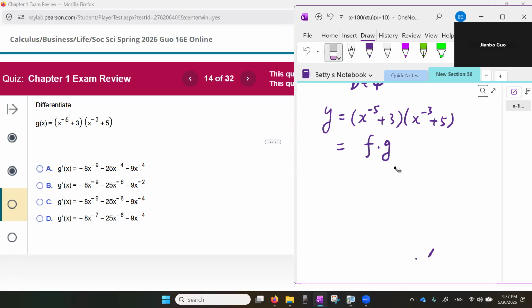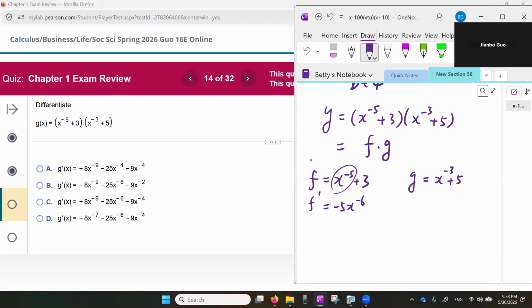So here we have f is x to the power 95 plus 3. G is x to the power 93 plus 5. Then f prime is, this is a power function, right? Use the formula we have already. 95x to the power 96, because 95 minus 1 is 96. The 3 is a constant, the derivative of a constant is 0.